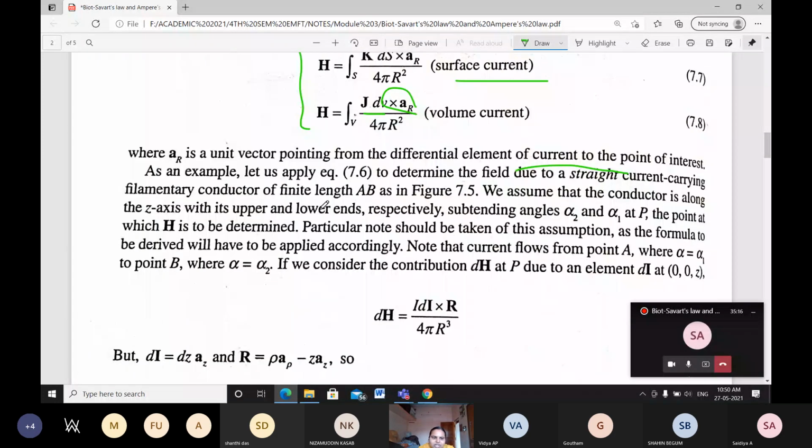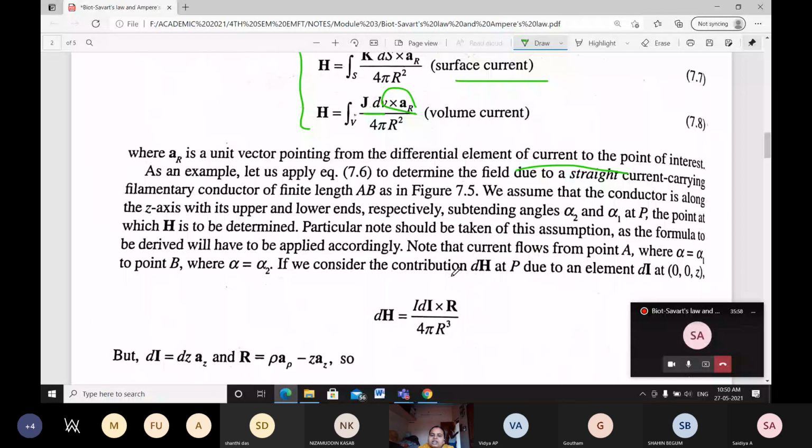At P is the point at which H, our magnetic field intensity, is to be determined. Particular note that this is an assumption, as the formula to be derived will not be applied accordingly. It's just an assumption. In practice, whatever theory we learn will not apply exactly; practically, the values will change. Just as an assumption, we take it. Then the current flows from point A, where alpha equals alpha 1, to the point B, where alpha is alpha 2.